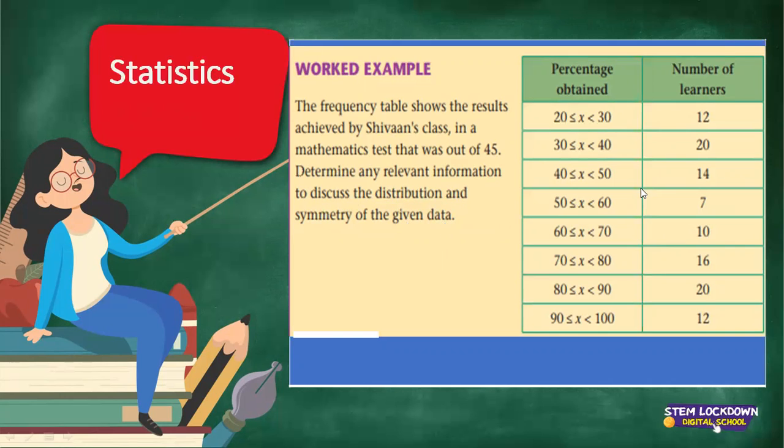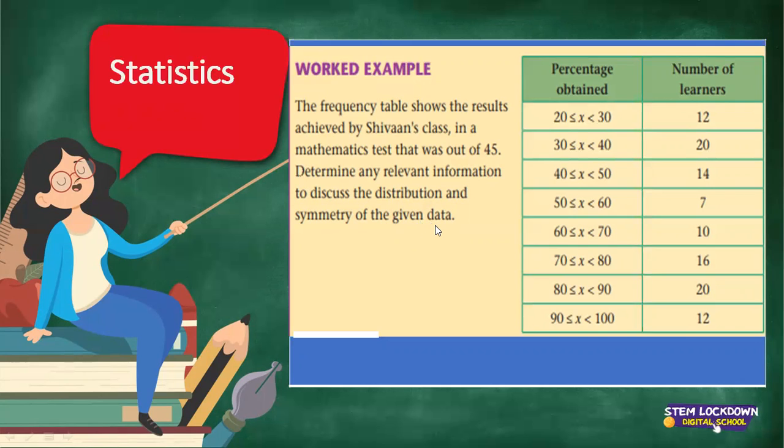Okay, now this is the marks distribution. This is the representation of the marks scored by learners in a math test. So the question is to determine relevant information to discuss the distribution and the symmetry of the given data. How is the data distributed and what is the symmetry of the data?